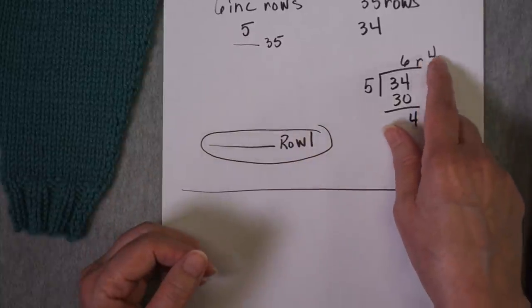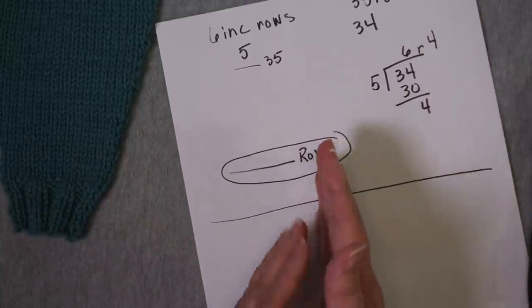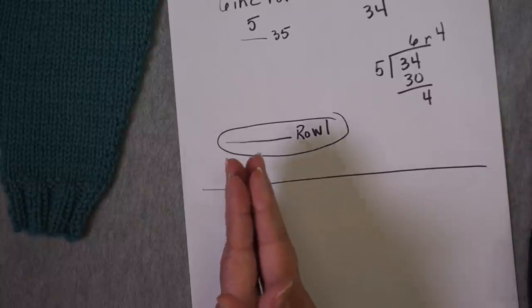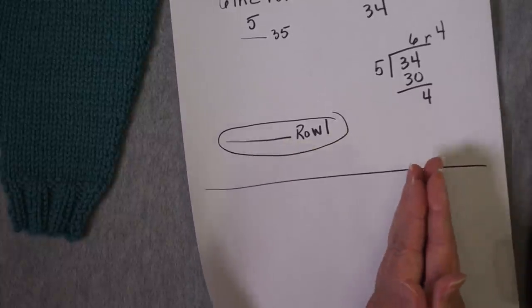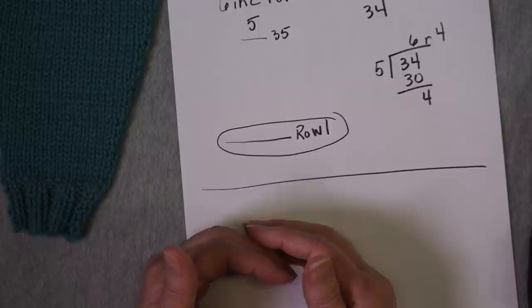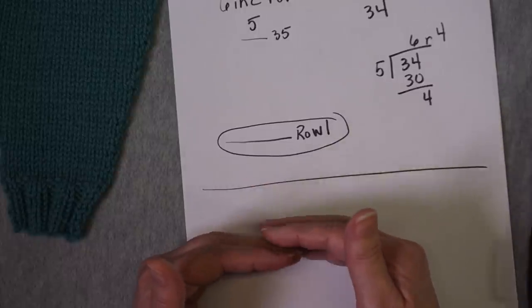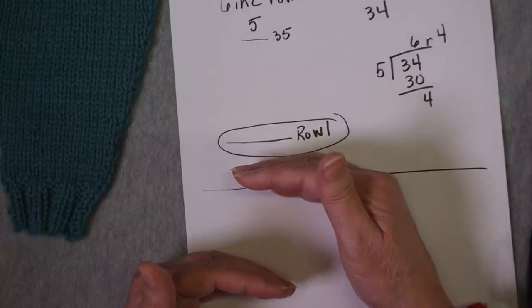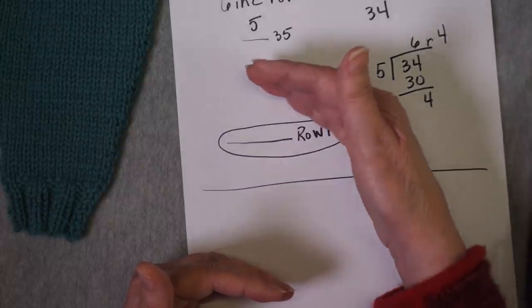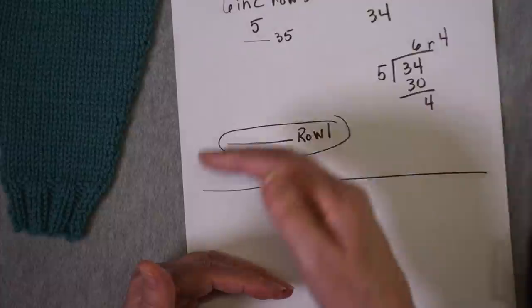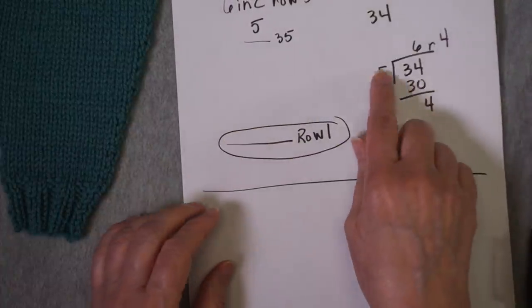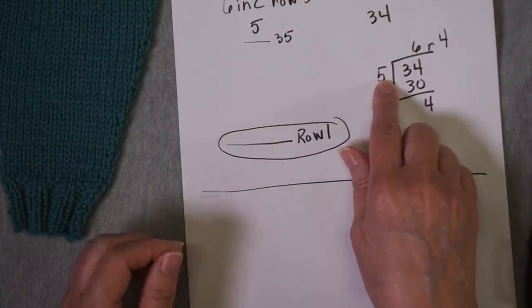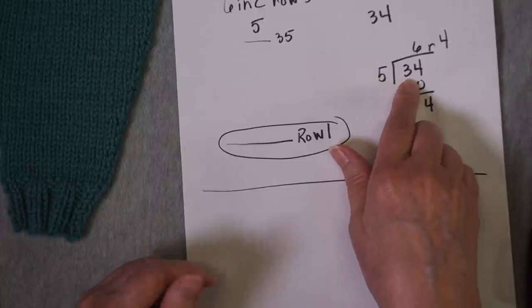You're going to have some extra rounds remaining. And that's why you end up sometimes with two different shaping rates. You'll be told to work increases every six rows for a certain number of times, and then it might tell you to work every eight rows for the rest of the increases. And that's because you can't always divide the number of increases evenly into the number of rows they need to occur in.